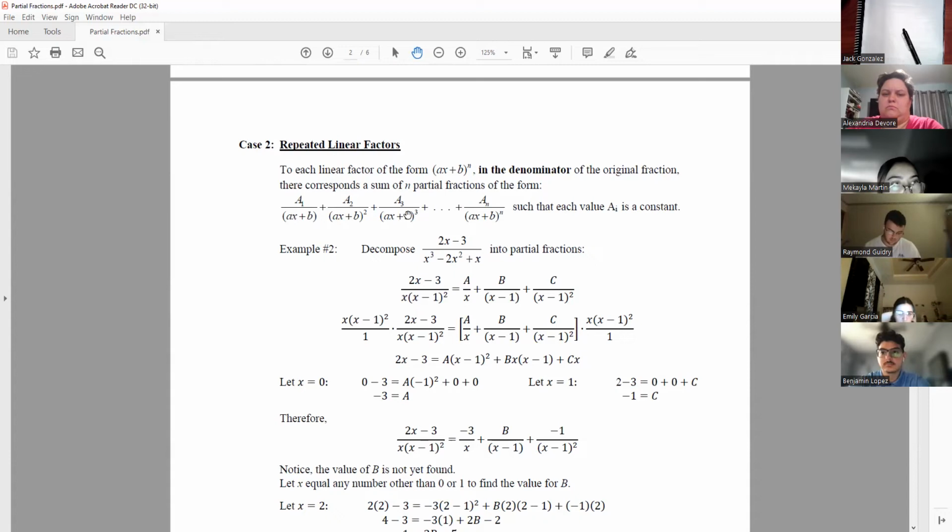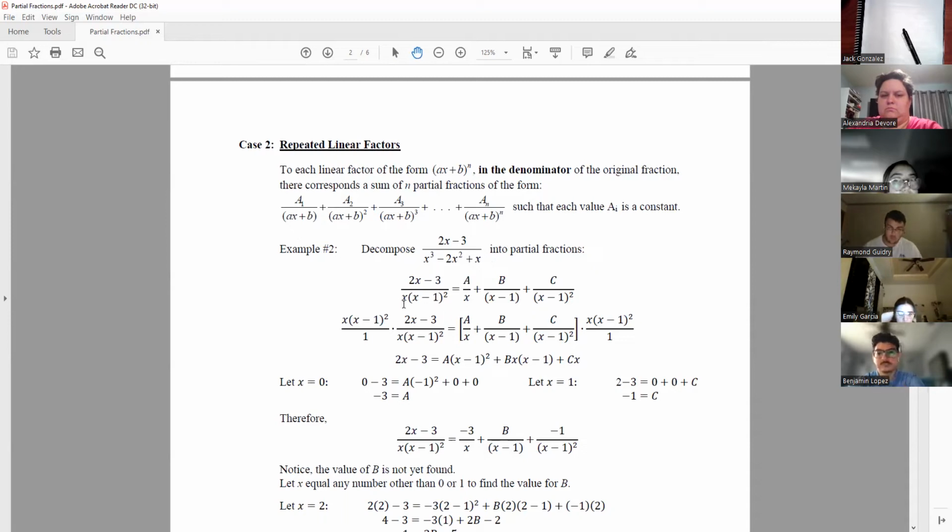Here we have repeated linear factors. So you look at the denominator, you factor this, and you end up getting here. I'm going to show you the steps on how to factor. Notice how there's an x minus 1 squared, right? Once it's all said and done, you have it ready. x and x minus 1 squared are technically two different factors.